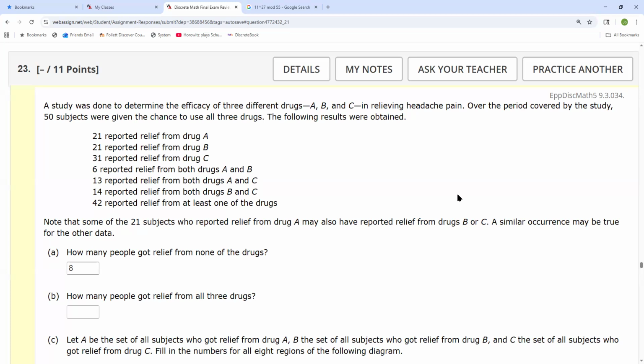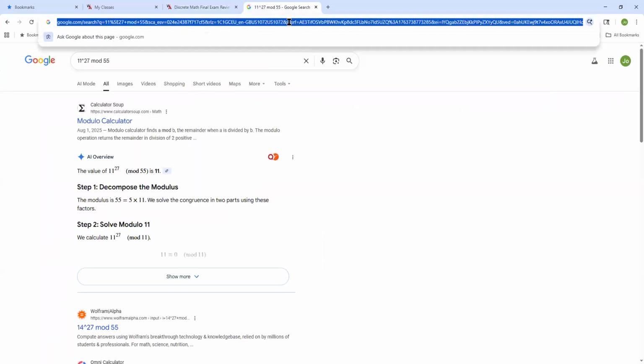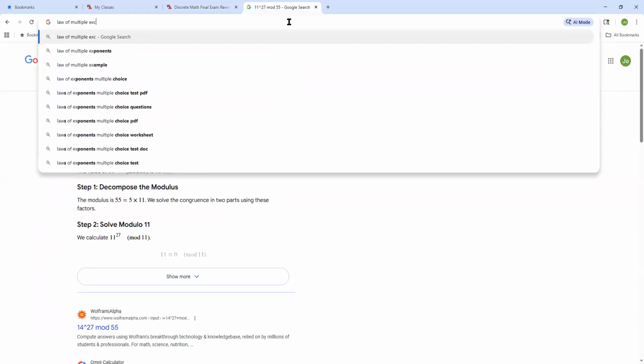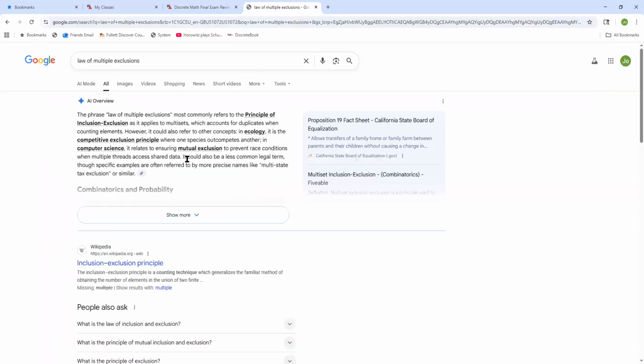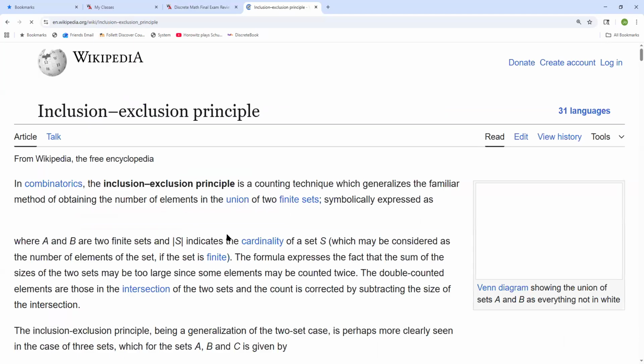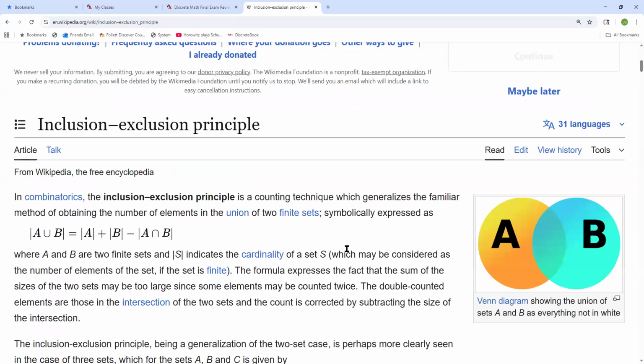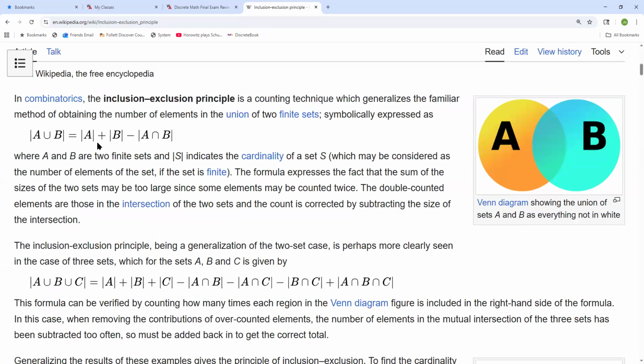So do you remember the time when we talked about the law that says the number of things in A union B is equal to the number of things in A plus the number of things in B minus the number of things that are in A intersect B? Do you remember that? The law of inclusion-exclusion. Let me show this law to you right here. Ready? The number of things in A union B, remember that they call this the cardinality.